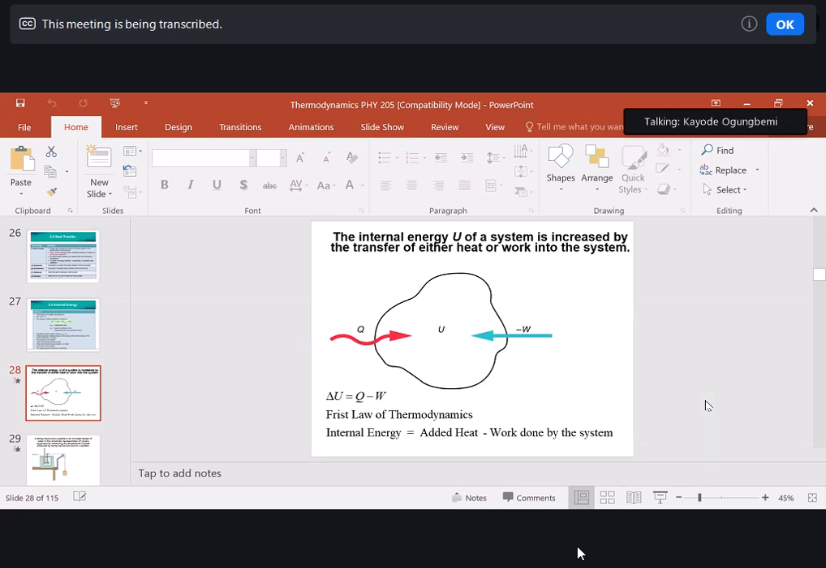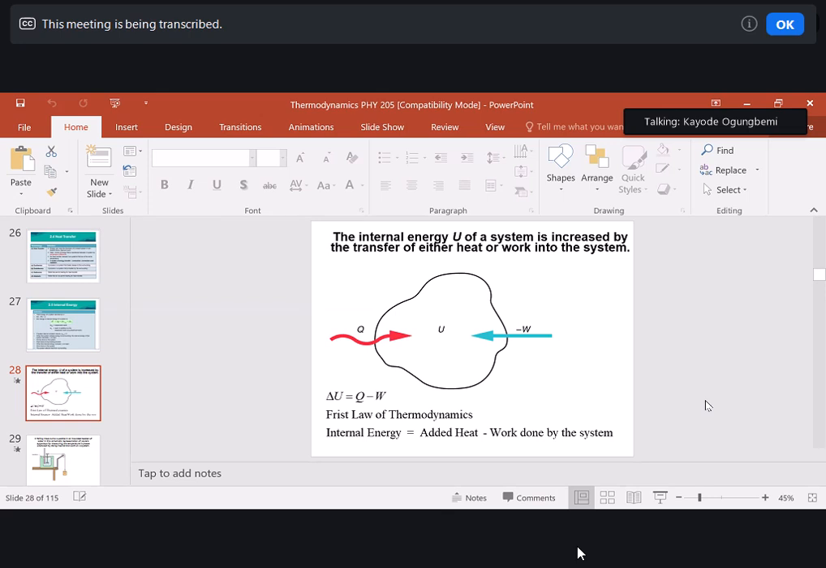So internal energy of a system is increased by transfer of either heat or work into the system. So a system has what we call internal energy. Okay, as you have your internal energy, if there's no food given to you, your energy cannot increase. And if there's no food drained from you, your energy cannot decrease. Okay, so for an internal energy to increase, you either do work into the system, supply it into the system, or you transfer it into the system.